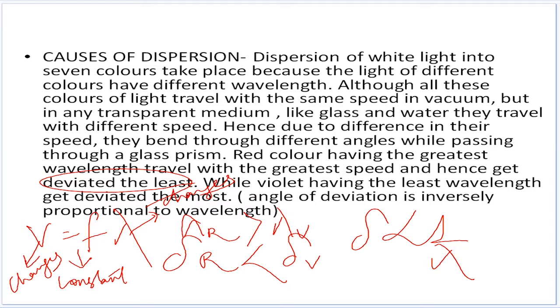Since red has the greatest wavelength, it travels with the maximum speed and gets deviated the least, while violet has the least wavelength, therefore it reaches the screen last, and it gets deviated the most, because the angle of deviation is inversely proportional to wavelength.